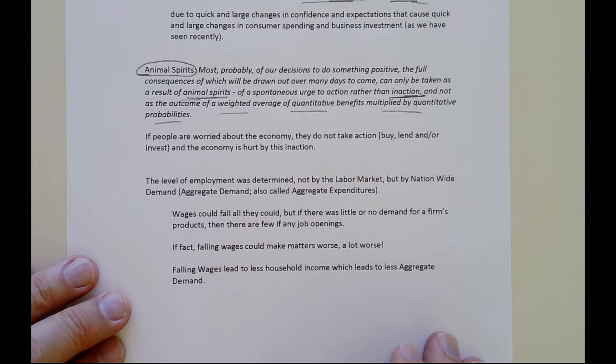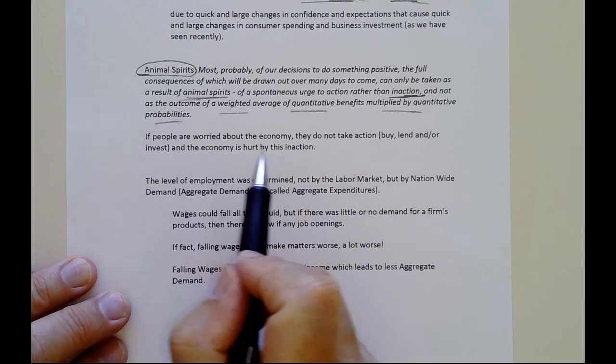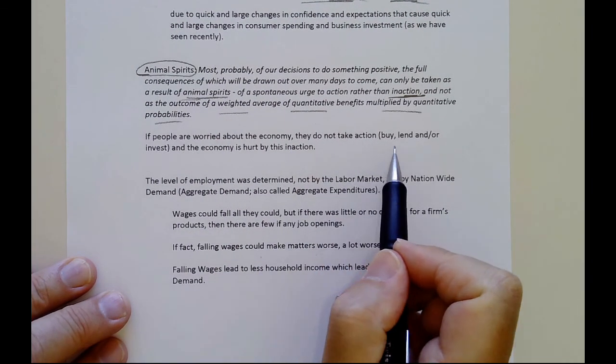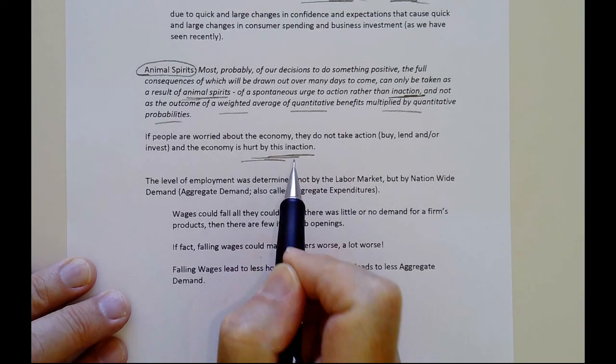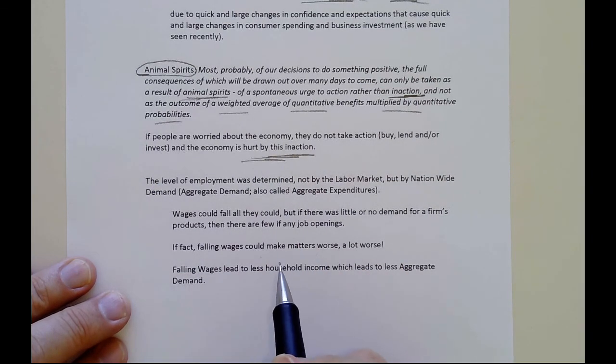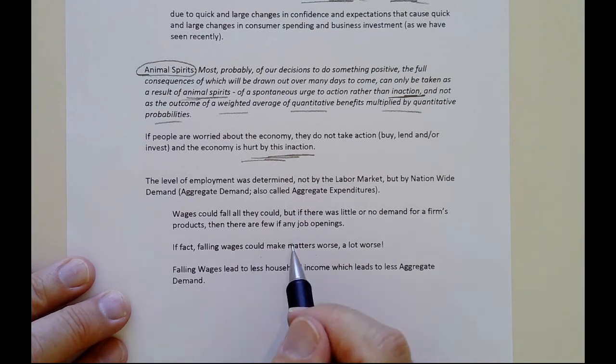So if people are worried about the economy, they do not take action, they do not buy land or invest, and the economy is hurt by this inaction. And that can turn on a dime. Again, investment can dry up overnight. Business does not have to invest right now, and therefore that can plummet. Consumers, especially on what are called durable goods, goods that are meant to last 3 years or more, can cut back on our consumption on those right now. And so new car sales, new appliance sales, all those things can plummet almost down to zero.